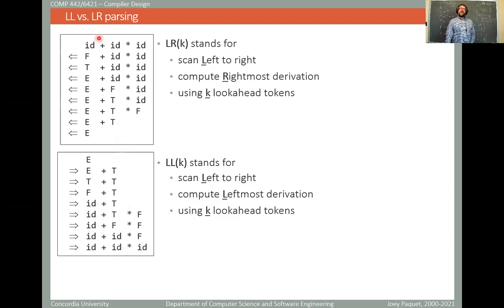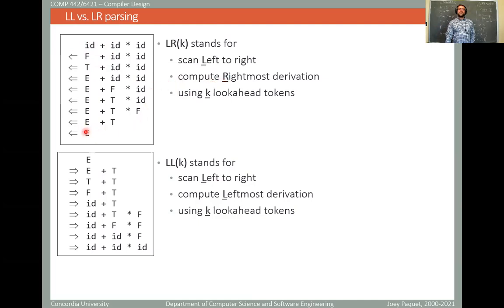Now, the LR parsing is actually doing the same process, but somehow in reverse order, in the sense that it actually starts with the sentence. And then it wants to take this sentence and transform it into the starting symbol. So it will always start from left to right, because we're reading the program from left to right. And then it's going to compute a rightmost derivation.